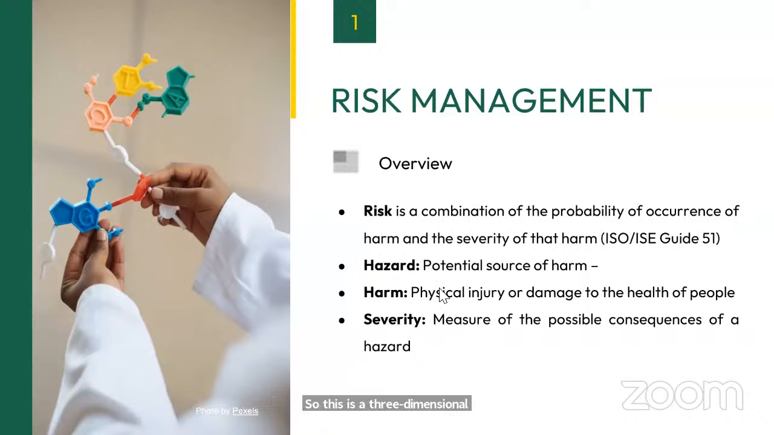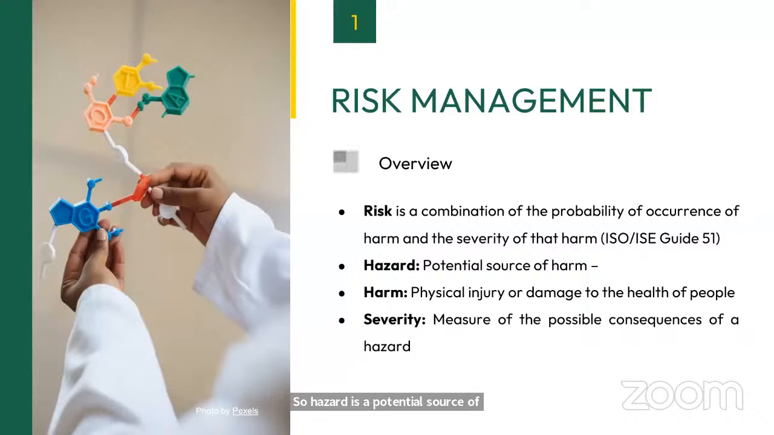So basically hazards are all the potential sources of harm. Hazards are the potential sources. Here we are talking about the potential sources of the harm. What is a harm? Harm is any physical injury or damage to the health of people. So basically, we are talking about the health of the people. These people are basically your patients. It can be your staff who are working in the laboratories, or maybe any other personnel who are visiting your laboratory for any other purpose. So hazard is a potential source of harm.